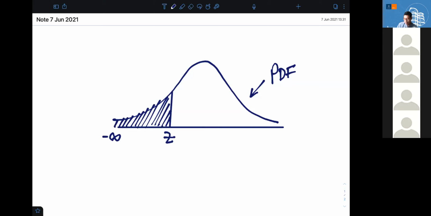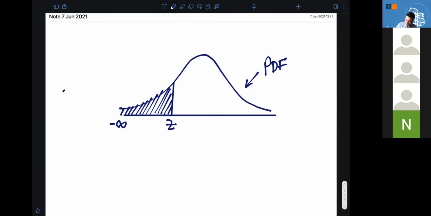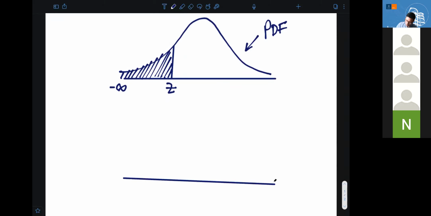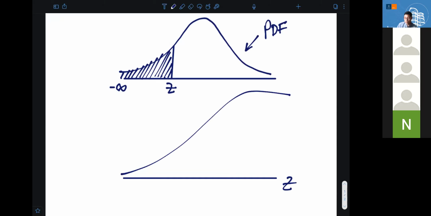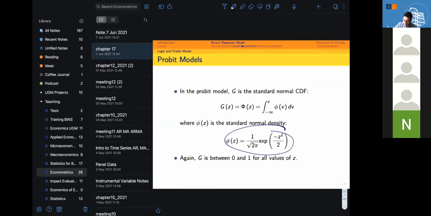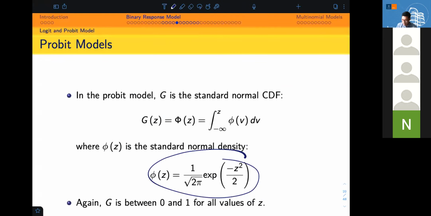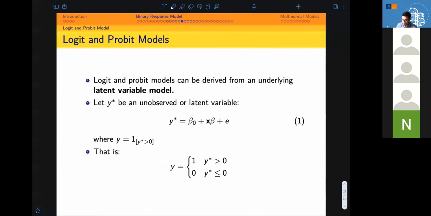So the area between negative infinity and z is going to be the cumulative distribution function up to point z. And then the cumulative distribution function itself is going to look like the following. Suppose that this is z, then a cumulative distribution function will look like that. So around here is 0, and then here is going to be 1. So the value is always going to be between 0 and 1. So basically that's going to be the Probit model. It relies on a standard normal cumulative distribution function.